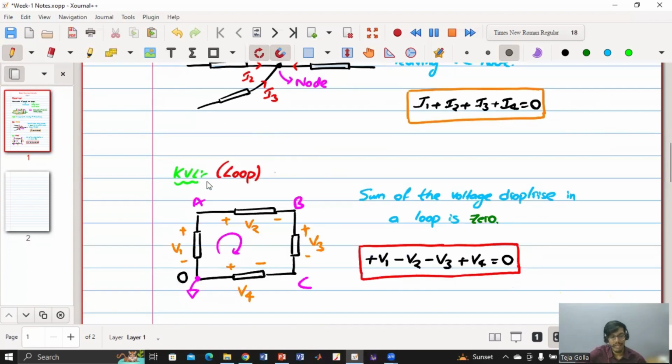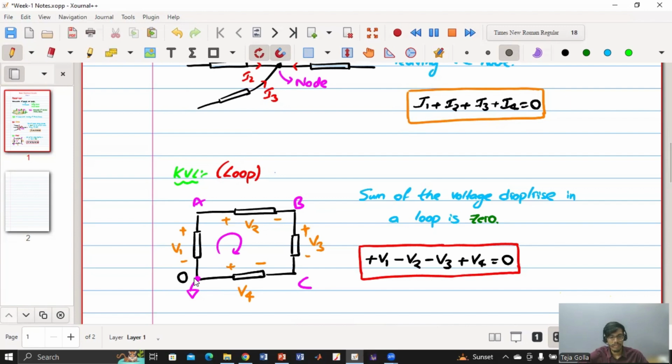And then KVL. KVL says the sum of the voltage drops or rises in a loop is 0. So this has to happen in a loop. We'll start from one point, traverse through the loop, and reach the same point in the end. That completes a loop, right? And you should not cross this point multiple times. That is not allowed. We have to start with that point and end with that point.